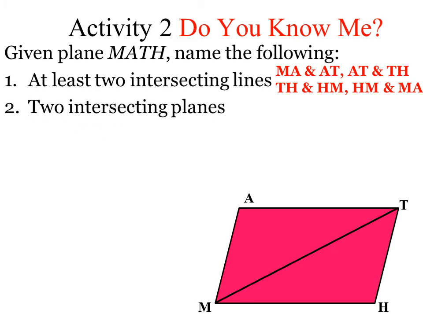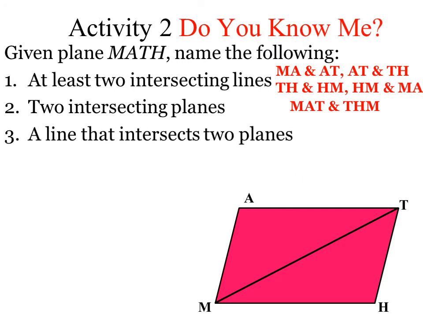Okay, let's take number 2. How about 2 intersecting planes? Okay, let's check your answer. So we have plane MAT. Can you see the plane? It's the upper triangle. And plane THM. Can you also see the plane? Okay, it's on the lower triangle. So they are the 2 intersecting planes.